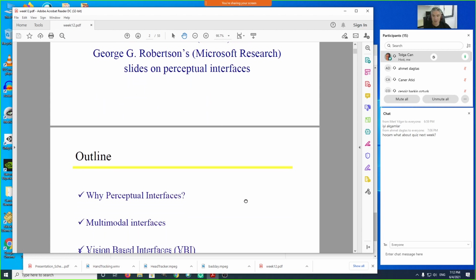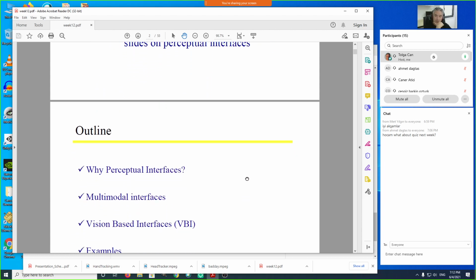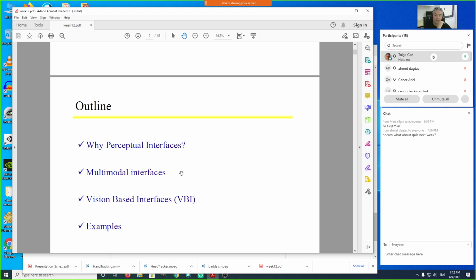Okay. So why do we need perceptual interfaces, and how can they be part of multimodal interaction with humans interacting with technology, with devices that are around us? When, for example, it may be cars, it may be homes, it may be offices, or just desktop computers. Why do we need perceptual interfaces in such cases?